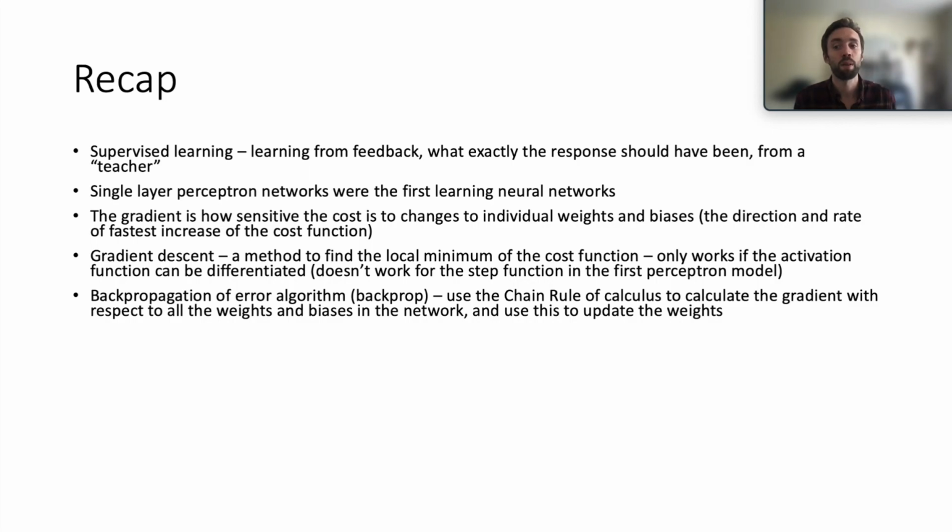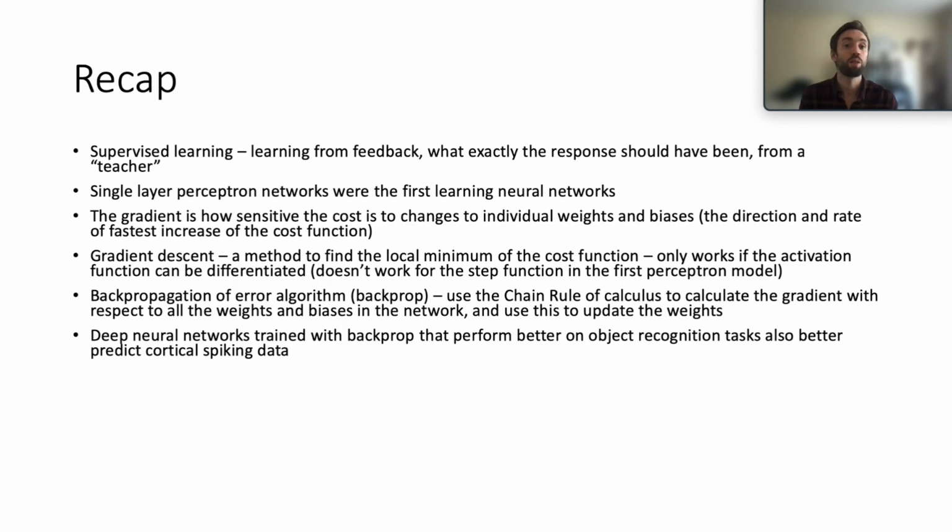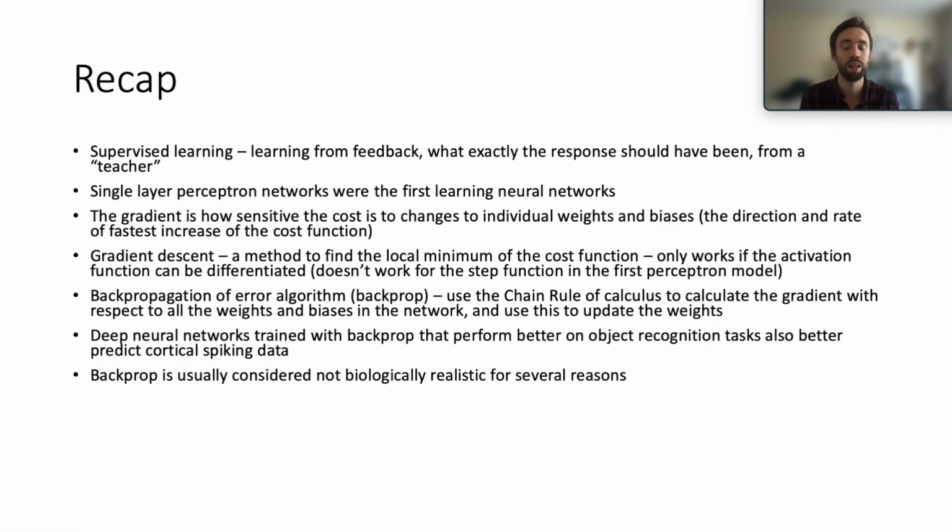We went over the backpropagation of error algorithm, or backprop, and we saw how this uses the chain rule of calculus to calculate the gradient with respect to all of the weights and biases in the network, and then uses this to update the weights. We saw that remarkably, the deep neural networks trained with backprop that perform best on object recognition tasks also are the ones that do best at predicting neural activity in corresponding regions of the brain. However, we saw several criticisms for why standard backprop is not considered biologically realistic.